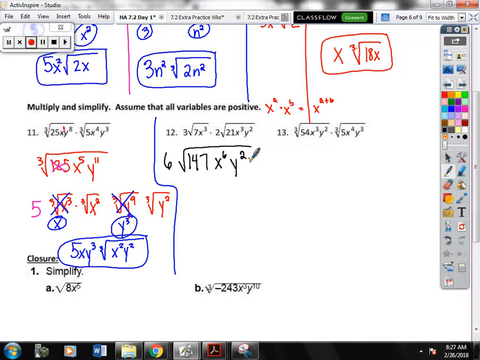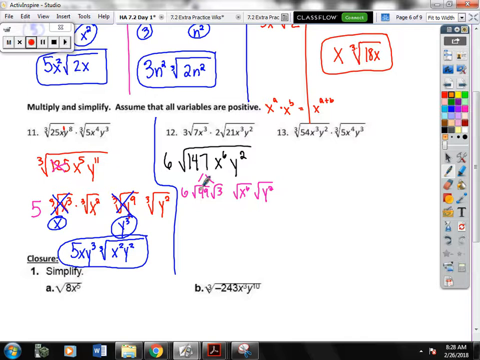And then we have to see if 147 can be broken down using any perfect squares, because this is an index of a 2. What numbers divide in there? Caleb? 49. Good, 49 and 3. And then we'll also have the square root of x to the 6th and then square root of y squared. I don't have to change these because those are both divisible by 2. So you don't have to break those up. You can just kind of leave them.